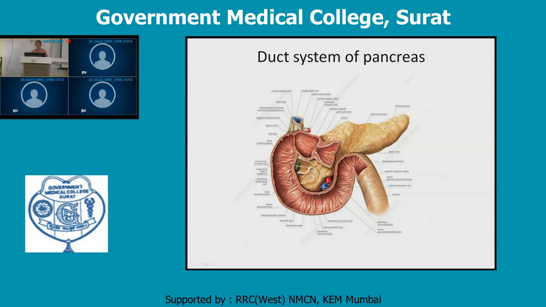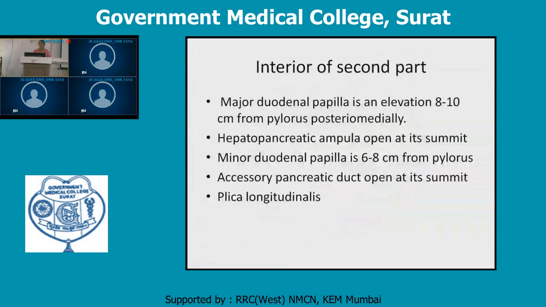So these are the openings of the ducts. I will talk about that later. So you can see the mucosal folds in the interior and the two major openings in the second part of the duodenum. At the major duodenal papilla, the hepatopancreatic ampulla opens at its summit, which contains the bile duct and pancreatic duct both. Minor duodenal papilla is 6 to 8 centimeter from the pylorus, and at the minor duodenal papilla, the accessory pancreatic duct opens at its summit. Main pancreatic duct, we'll see this later on.